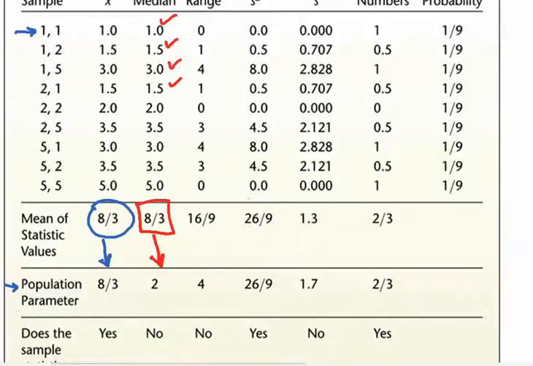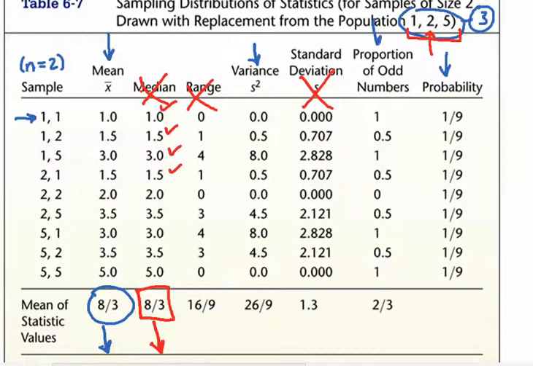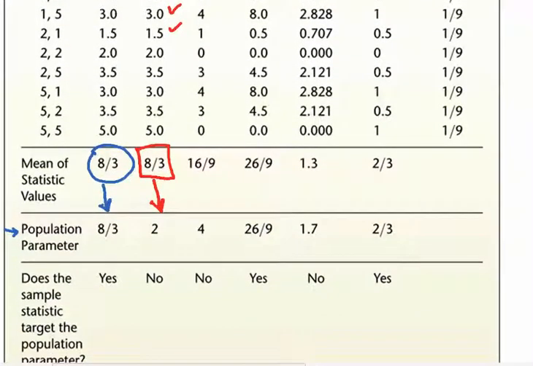So which ones does it do it for? Well, it doesn't do it for the ranges. The medians are already out. It doesn't do it for the standard deviations, but it does do it for the variances and for the proportions. This was doing proportions of odds. They could have done proportions of evens. Still would have worked. So it's an unbiased estimator if you're doing the means or the variances or the proportions. So those are the cases in which it's an unbiased estimator.